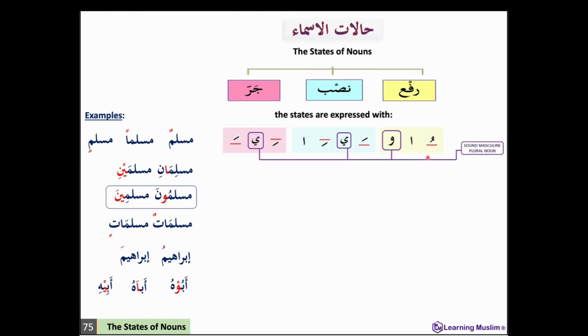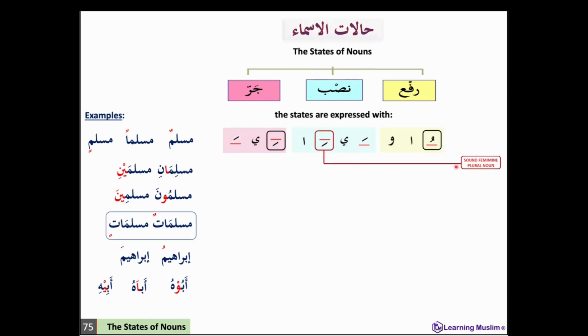But if we have a sound masculine plural noun, in that case, raf will be waw, nasb, ya, and jar, ya also. For example, muslimuna for raf and muslimina for nasb and jar. And if we have a sound feminine plural, then raf will have the default dhamma, nasb will be expressed with a kasra, and jar with a kasra also. For example, muslimatun raf, muslimatin for nasb and jar.